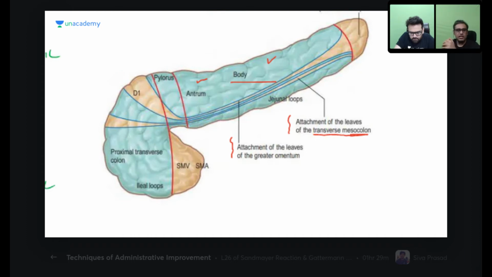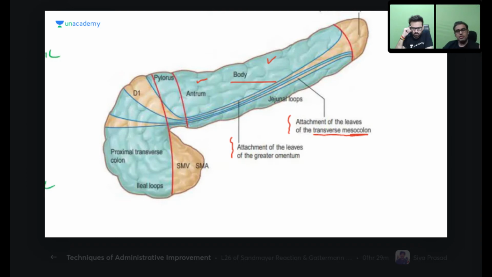Another peritoneal fold you can see below D1, because the transverse mesocolon was there, and therefore you will have the proximal part of the transverse colon. Also a few of the ileal loops. What is written? Ileal loops. Why? Because the jejunum is normally to the upper left part. You can see the jejunum on the left part, where you can see that peritoneal fold below the lower part of the body, and the ileum is normally to the right part. All these are intraperitoneal. So whichever is intraperitoneal, there is a peritoneum separating them from the pancreas.